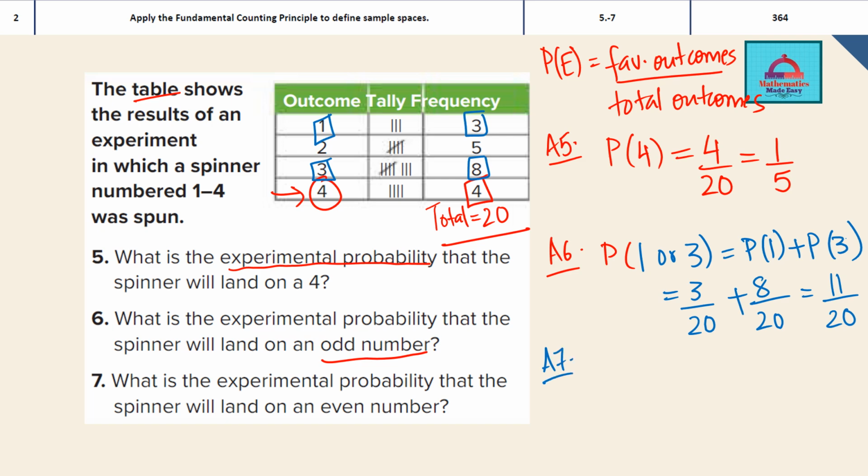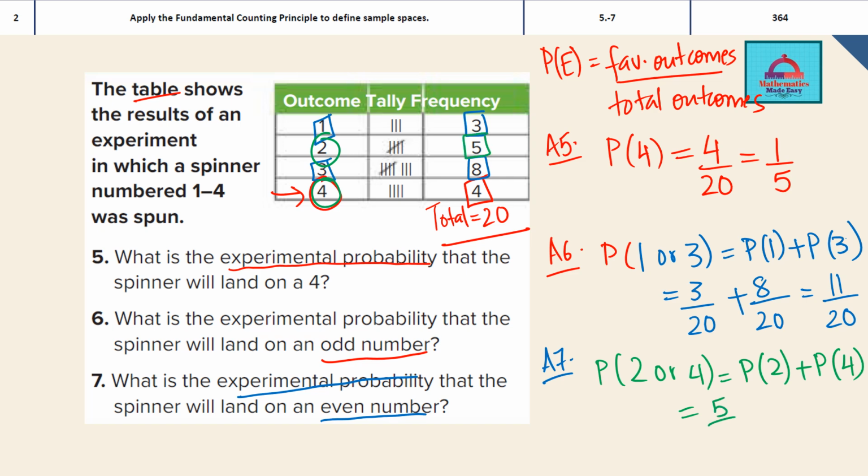Now we do answer 7. What is the experimental probability that the spinner is going to land on an even number? For an even number, we have two options, number 2 and number 4, which are again mutually exclusive. So I can very well use the addition rule for these two numbers also. So let's add the probability of getting an even number 2 and an even number 4. For 2, the probability is given by 5 over 20, and for 4 it is given by 4 over 20. So when we add them, 5 plus 4 is going to be 9 over 20. So the answer for this question is 9 over 20.